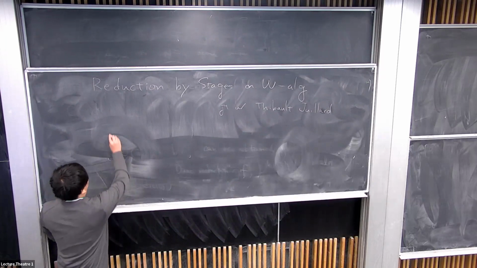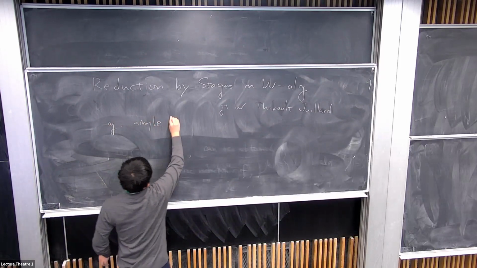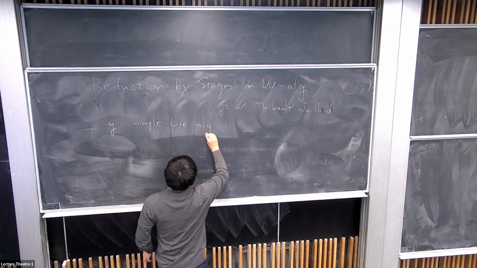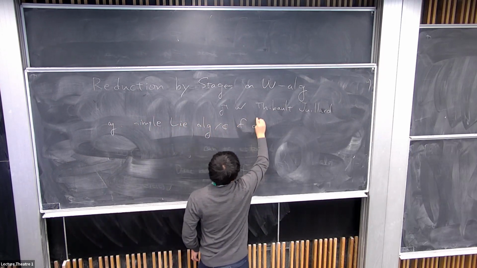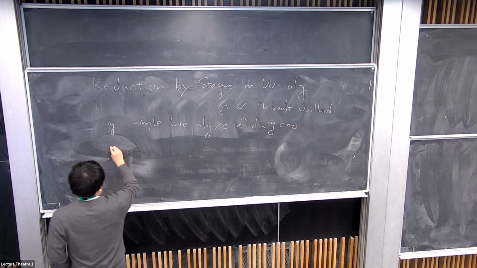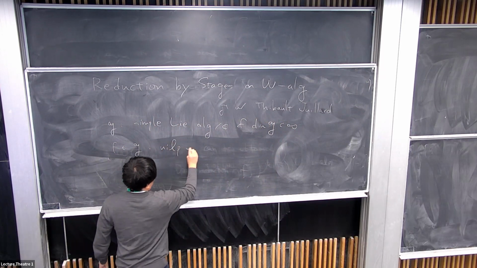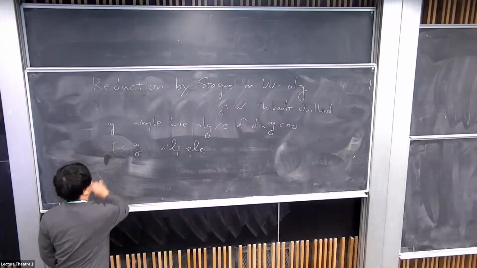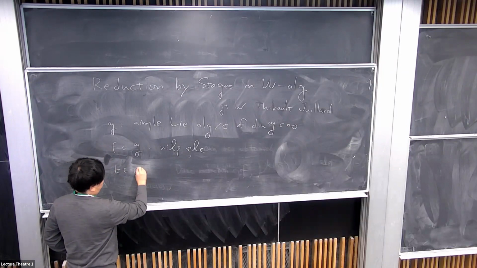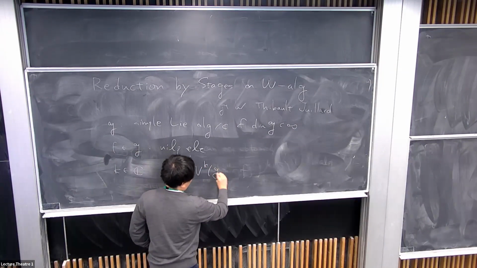So I will take a G. This is just a simple Lie algebra over C, of finite dimension. And also we take F. This is just a nilpotent element. And also take K in C. And then we can define the affine vertex algebra V^k(g).